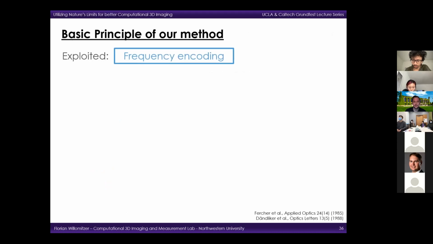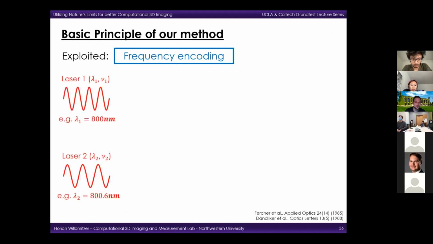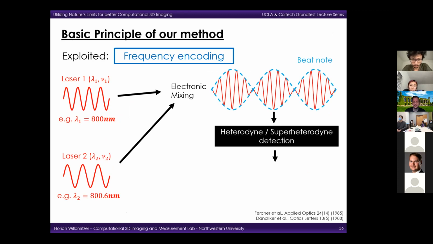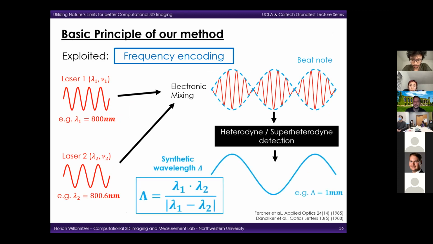So this approach that I introduce you now exploits encoding at different optical illumination frequencies. So what does this mean? This means if we superimpose two lasers with slightly different wavelengths, then we produce a high frequency wave with a low frequency beat note. And by special detection methods, we are actually able to electronically isolate this beat wave and to create a low frequency synthetic wave.